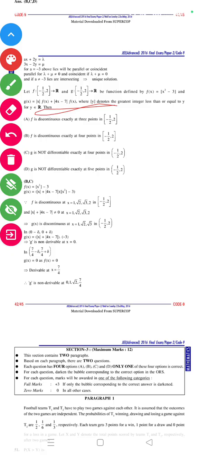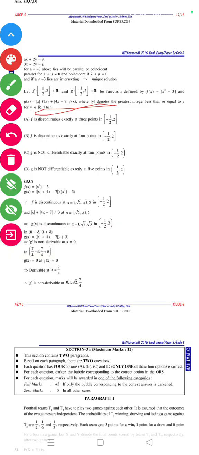So f is continuous, and [x] + [4x − 7] is discontinuous at x = 1, √2, √3, 2 and −1/2, 2, and [x] + [4x − 7] is not equal to 0 at x = 1, √2, √3 or 2. g(x) is discontinuous at x = 1, √2, √3, 2 and −1/2. In the neighbourhood (0 − δ, 0 + δ), g(x) = [x] + [4x − 7] − 3.